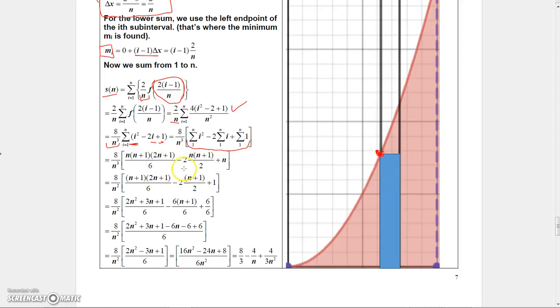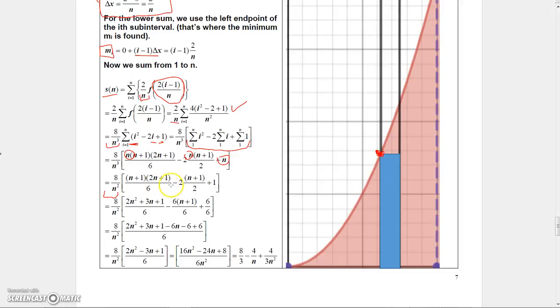Now you can do a little bit of cleaning up here. 2 over 2 cancels. Let me see what I did here. I factored this n out and put it over here. So you have 8n over n cubed, and that's going to give me 8 over n squared.